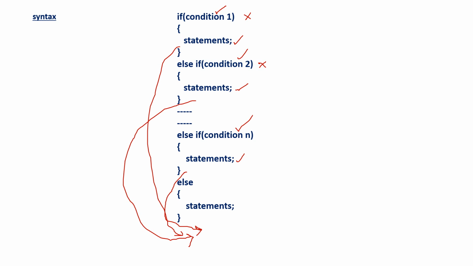And now assume that the first condition is false, the second condition is false, and so on. The nth condition is also false. Now what happens here? All the conditions have failed. Then automatically control comes to the else block and all the statements in the else block are executed and control comes to execute the remaining statements after the else if ladder. In this fashion, else if ladder statements are executed.